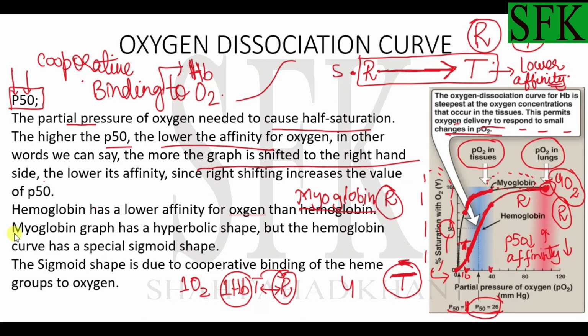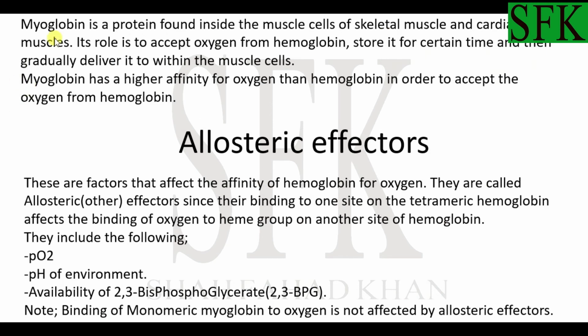This is myoglobin. The myoglobin graph has a hyperbolic shape. This is a characteristic hyperbolic curve. But the hemoglobin curve has a special sigmoid shape. This S-shaped curve of hemoglobin is the sigmoid curve, and it's due to the cooperative binding of the heme groups to the oxygen, which we've discussed in detail in the previous lecture as well. The link to that has been given in the description. If you still don't know what cooperative binding is, I would strongly suggest that you check the previous lecture.